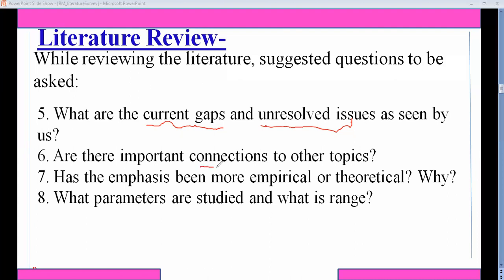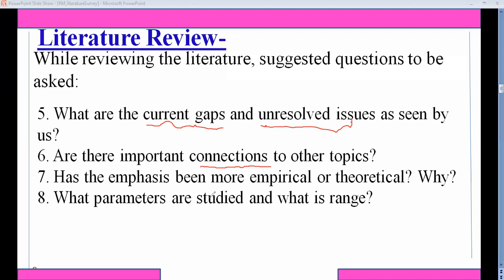But also find what are the important connections to other topics. What are the important connections of our topic to other topics? How are they related? Whether there is similarity or difference, that we have to point out.